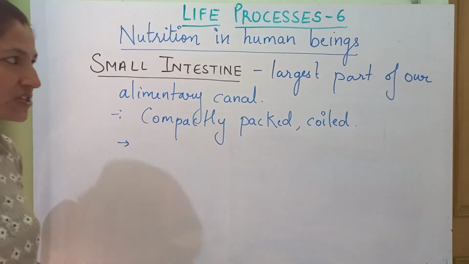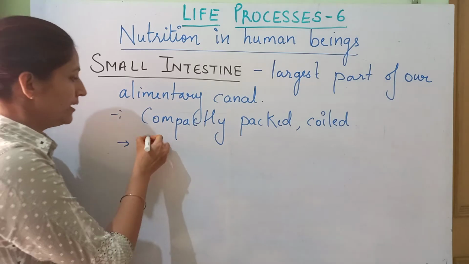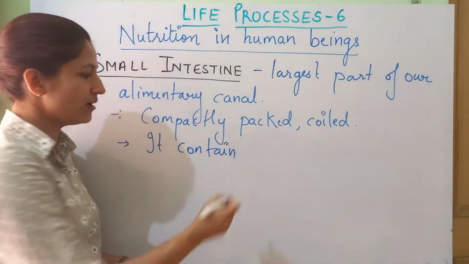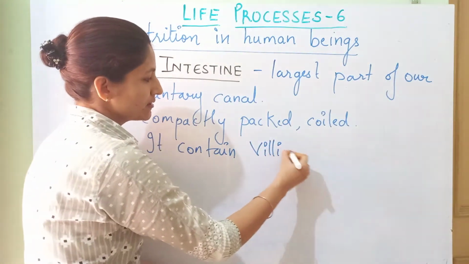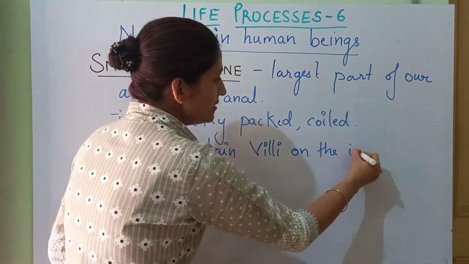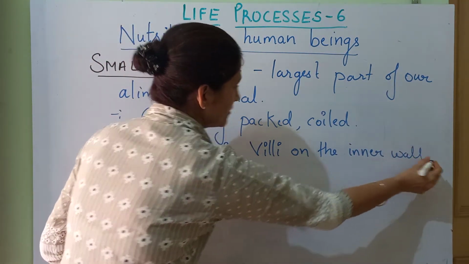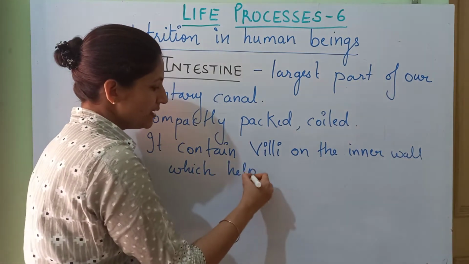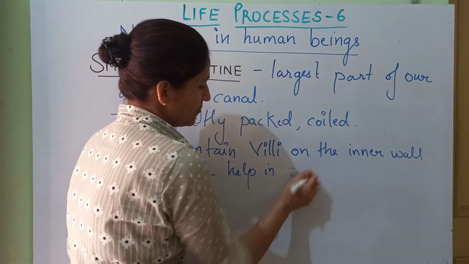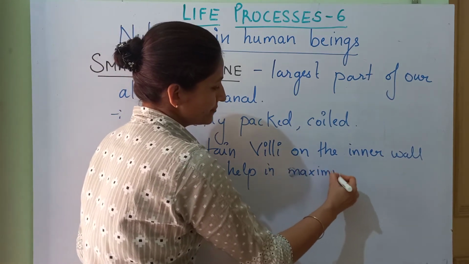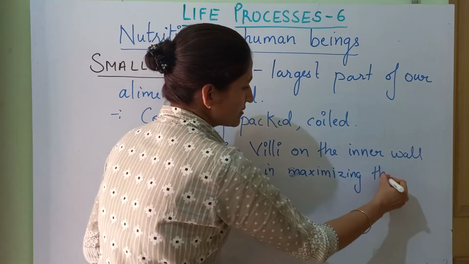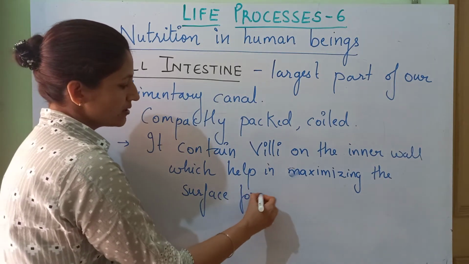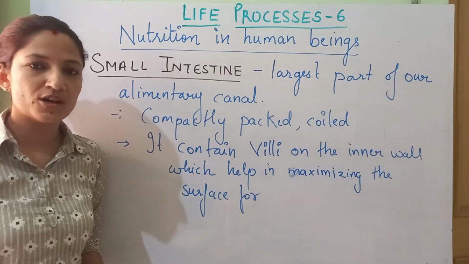And what's special about the small intestine is it contains finger-like projections called villi on the inner wall, which help in maximizing surface area for absorption, because one of the functions of the small intestine is to absorb the nutrients.